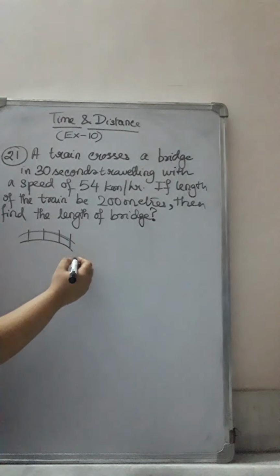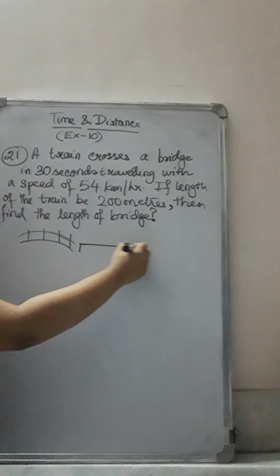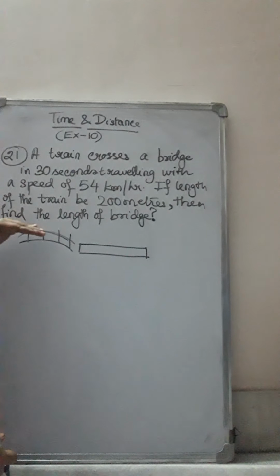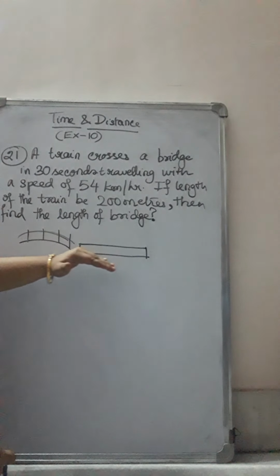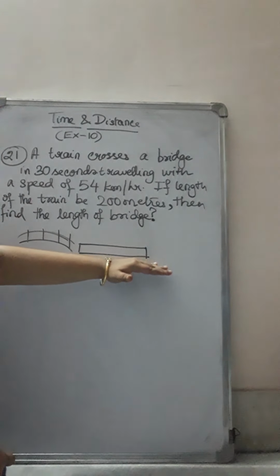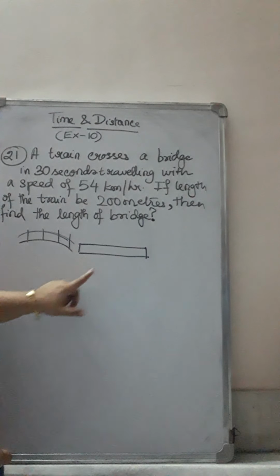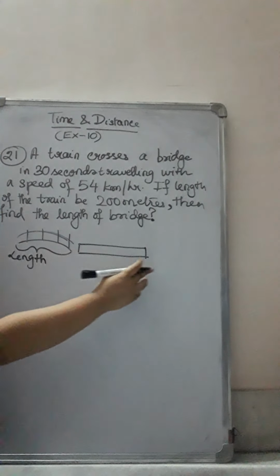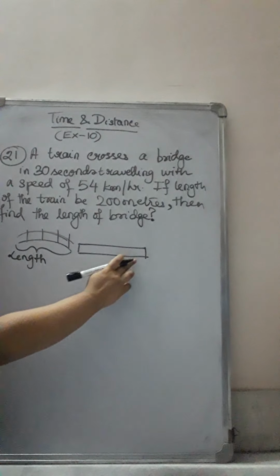To cross the bridge completely, the train has to be somewhere over here. It has totally passed the bridge and then goes up till here. Then only it crosses the bridge. So what is the distance travelled by the train to cross this bridge?